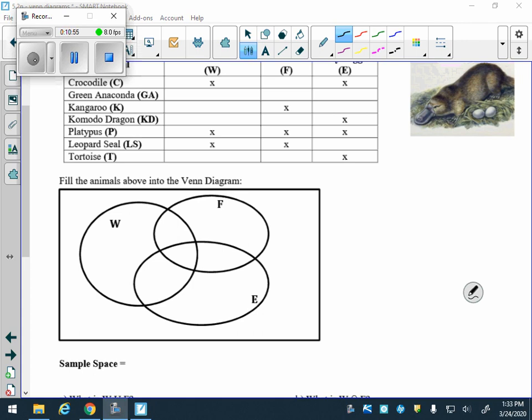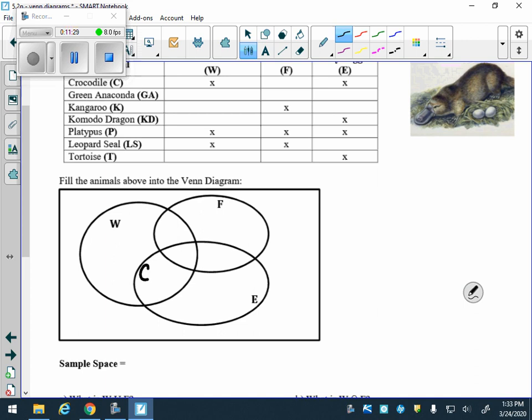This is actually listing the animals. We're going to abbreviate, if you notice what's next to them: crocodile, green anaconda, kangaroo, Komodo dragon, platypus, leopard seal, and tortoise. So it's checked off what characteristics they have. So to fill in the Venn diagram, you're using this table above. So crocodile has webbed feet and lays eggs. So webbed feet and lays eggs, you would put a C right there.